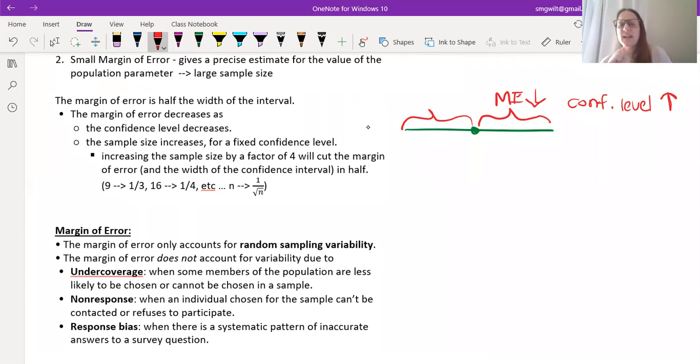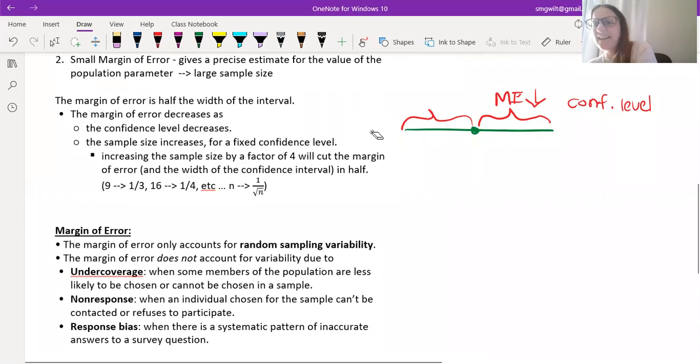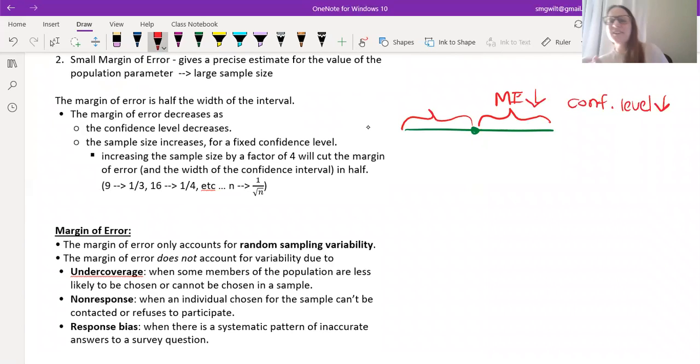Right, so if I wrote something, decreases, sorry. So a 99% confidence level is going to have a larger margin of error than a 90% confidence level. It also decreases as the sample size increases. And this is the one that has a proportion that we can calculate.